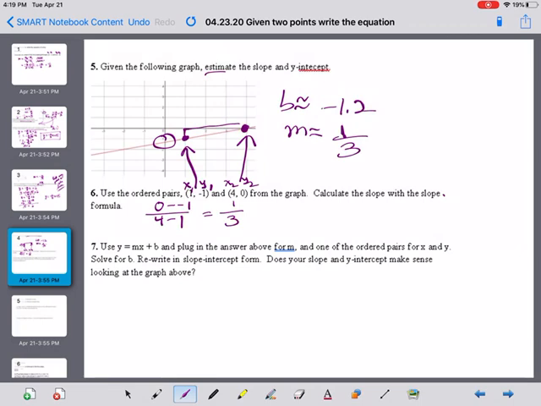So we did that. All right, now, using the same steps as before, start with mx plus b, plug in the 1/3 for the m.